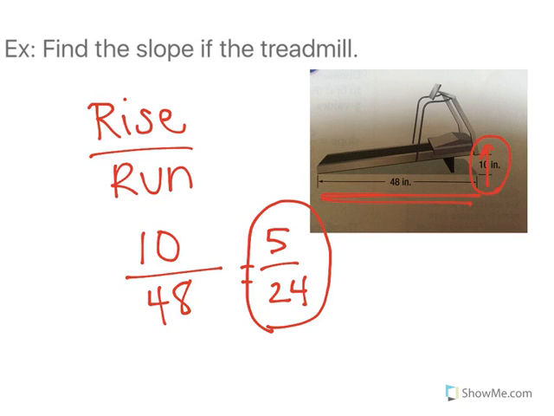And that's more of a real world example, how we can relate this to something that you're used to seeing. So the slope of that treadmill, I'm just going to use rise over run. What's that vertical change divided by that horizontal change?